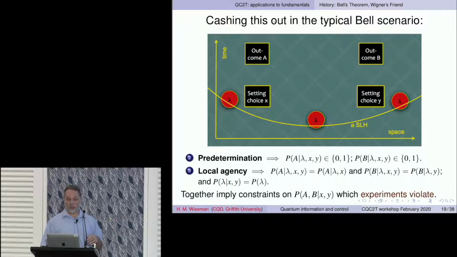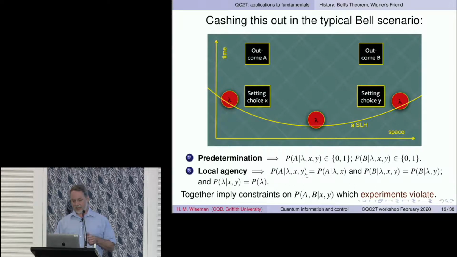The absoluteness is just that these outcomes actually exist, right? And then the local agency is, more or less as I said before, that essentially the probability of Alice's outcome, given everything like the settings of both parties and the lambdas, the hidden variables, does not actually depend on Bob's setting. So Bob's setting can't influence the probability of Alice's outcome, given all those other things. And likewise for Bob.